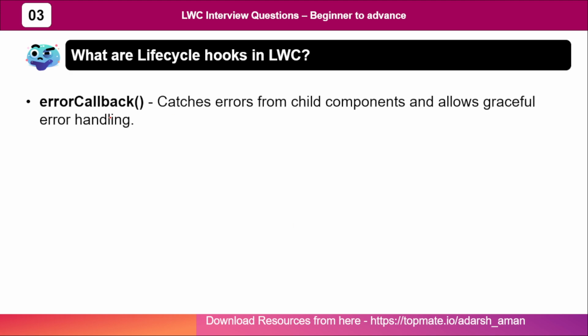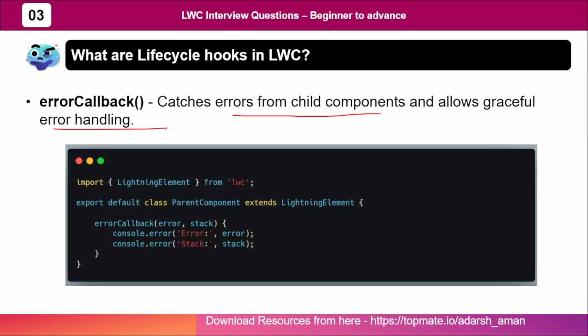We have the error callback. It catches errors from a child component and allows graceful error handling. So for doing the error handling for the child component, we are using the error callback. This is the parent component JS, right? So if, let's say, any error occurs in the child component, this method will get called on the parent, right?